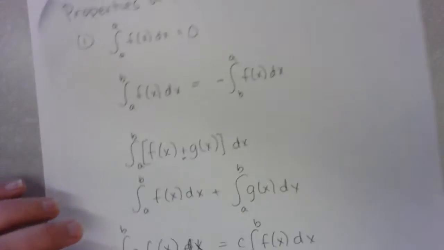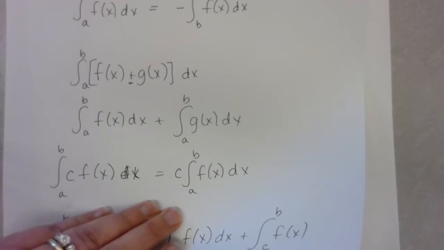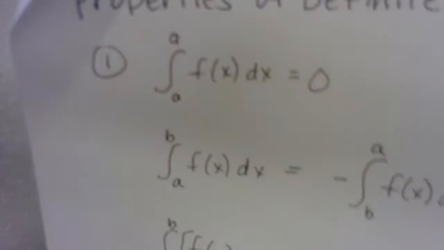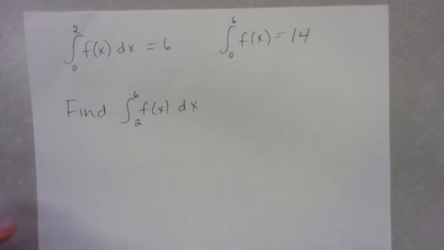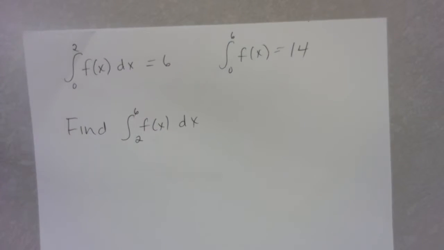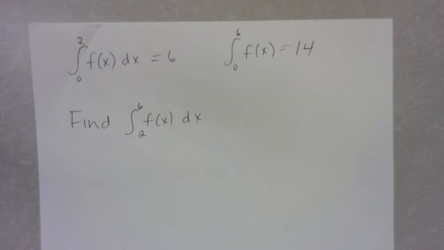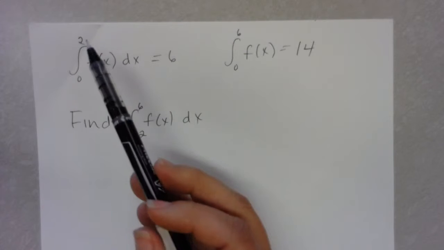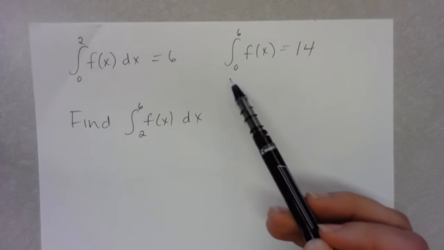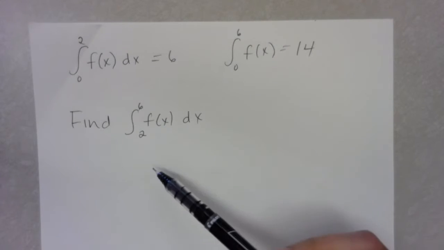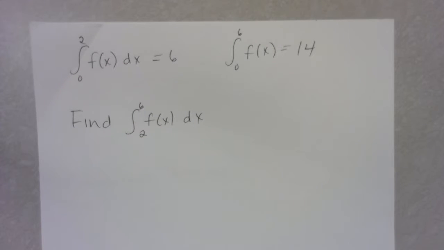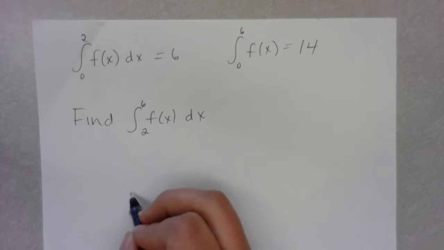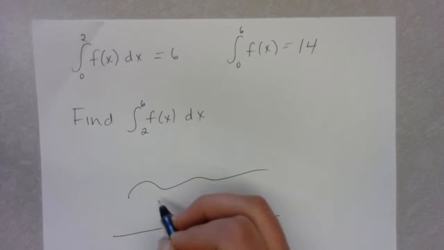All right, so those are our properties of definite integrals. So let's look at this example here. This is an example of the last property that we were thinking of. I have the integral from 0 to 2, and I know that this is equal to 6. And then from 0 to 6, I know is 14, but we want to know what from 2 to 6 is.